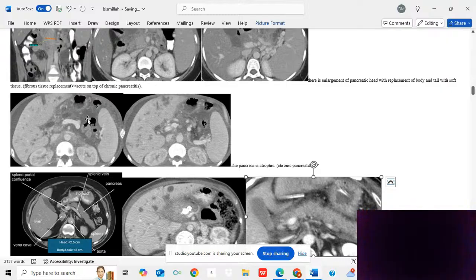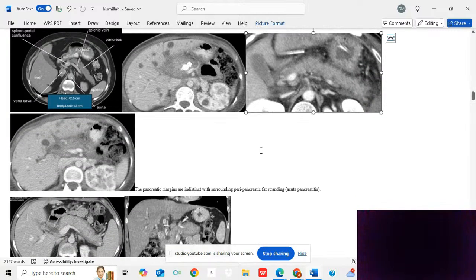Here's an example of a pancreas which is atrophic. Can you see the atrophic parenchyma? This is the atrophic parenchyma of the pancreas, and this is the dilated pancreatic duct. This is an example of chronic pancreatitis.